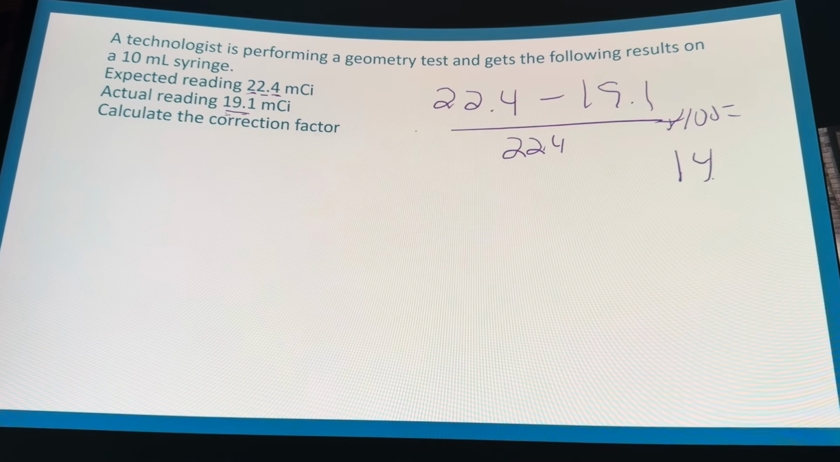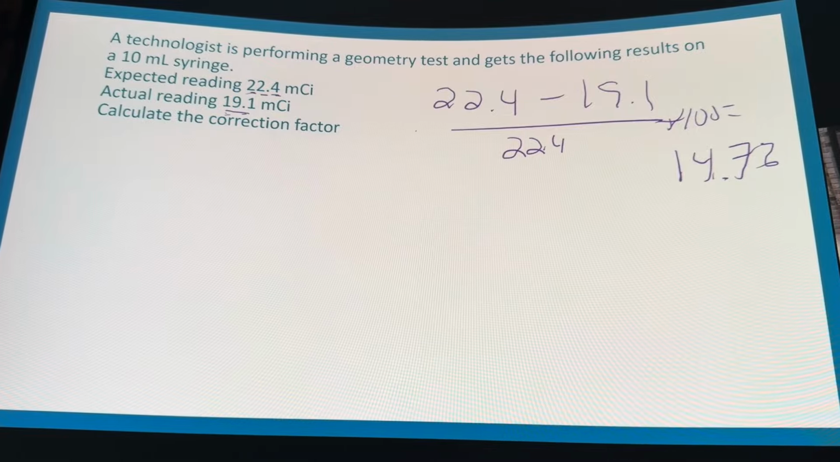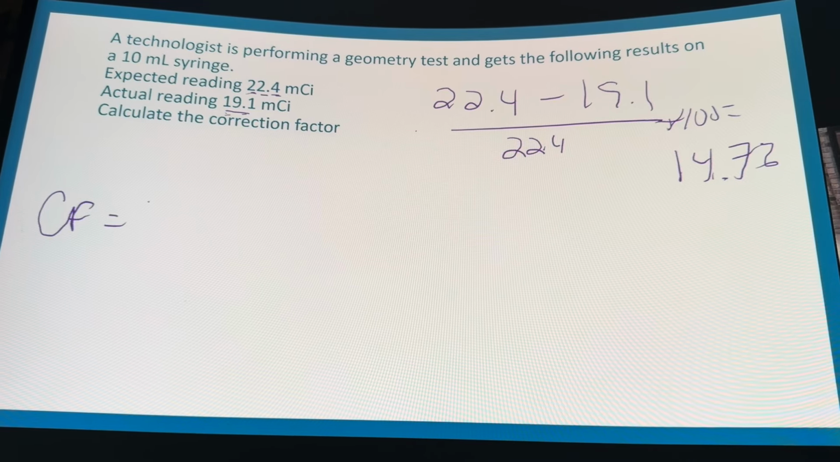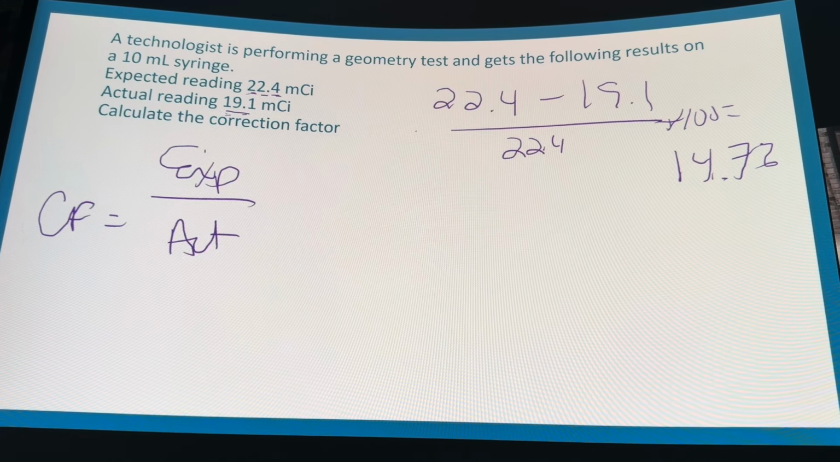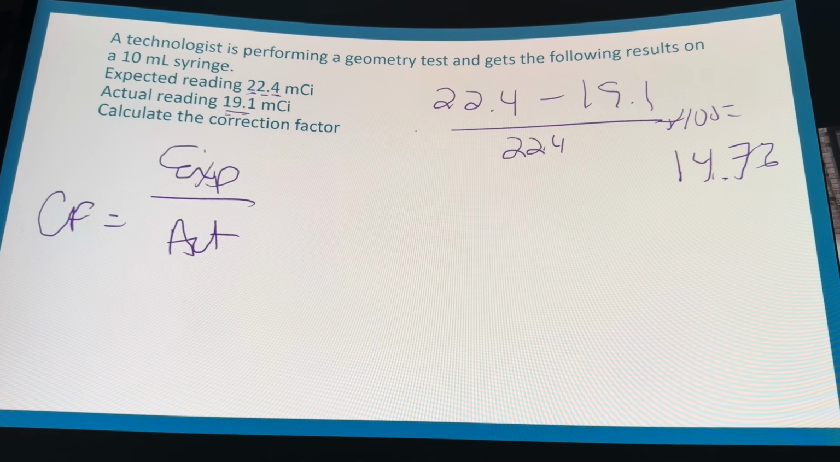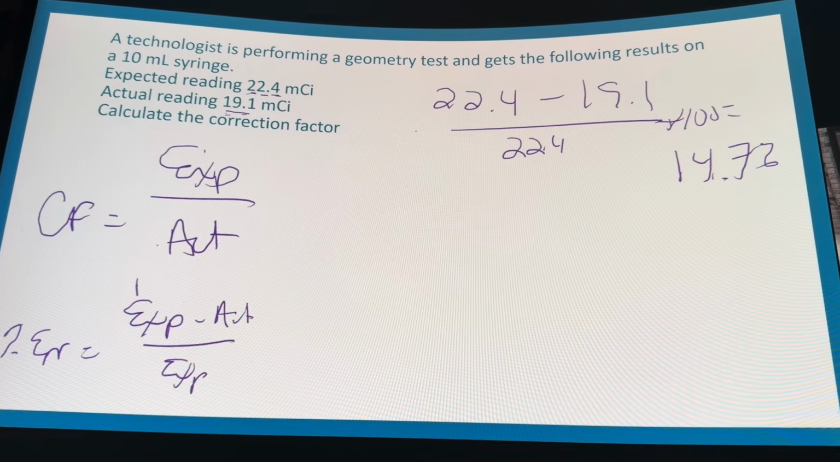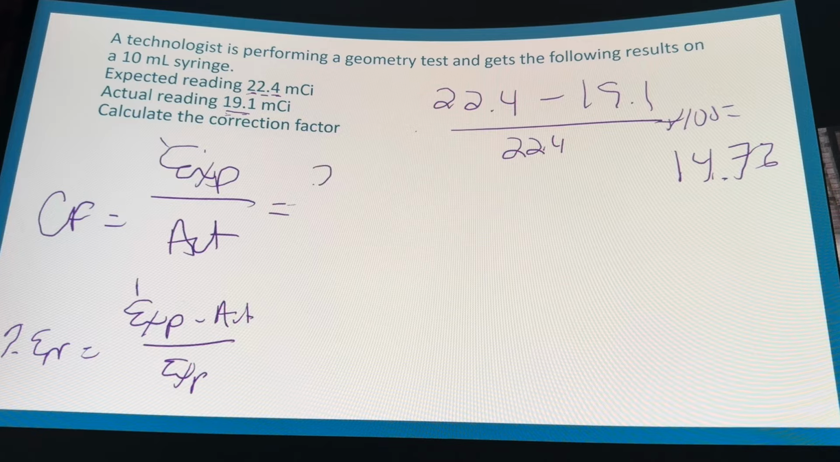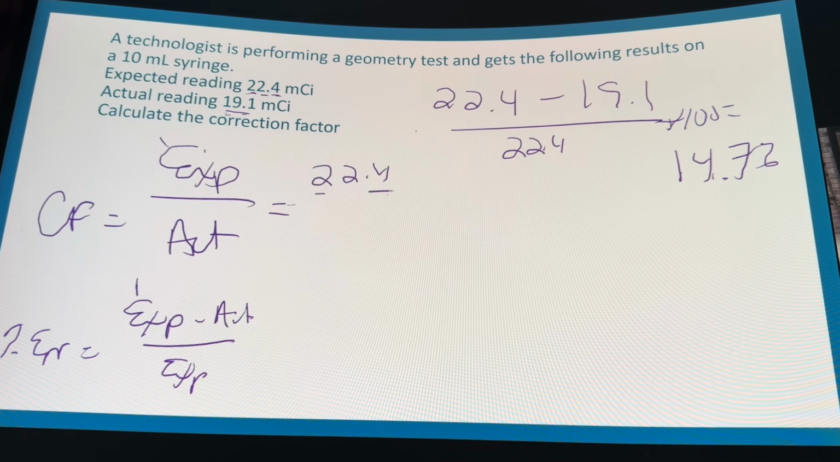is 14.7%. Yep, need a correction factor. So correction factor is expected over actual. And if you forget, just remember you're always going to say expected first. So percent error equals expected minus actual divided by expected. So expected always comes first. Expected over actual. So my expected reading is 22.4. My actual reading is 19.1.